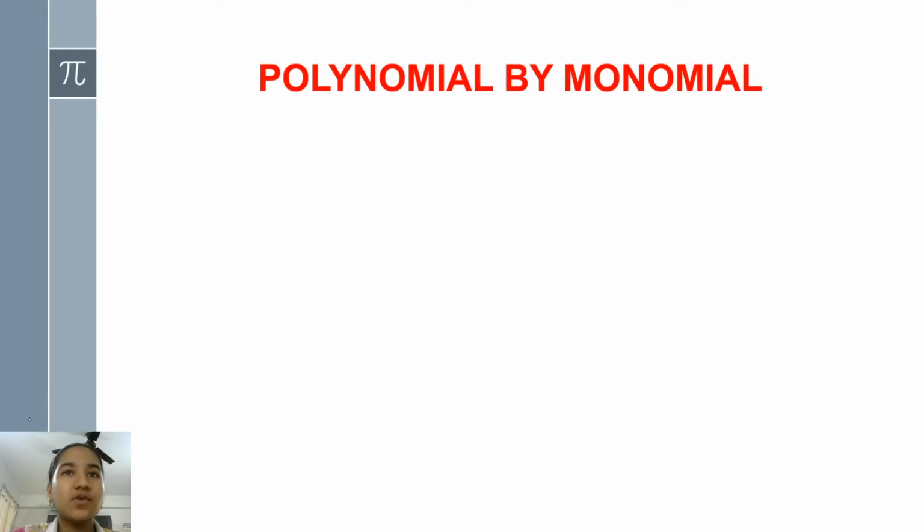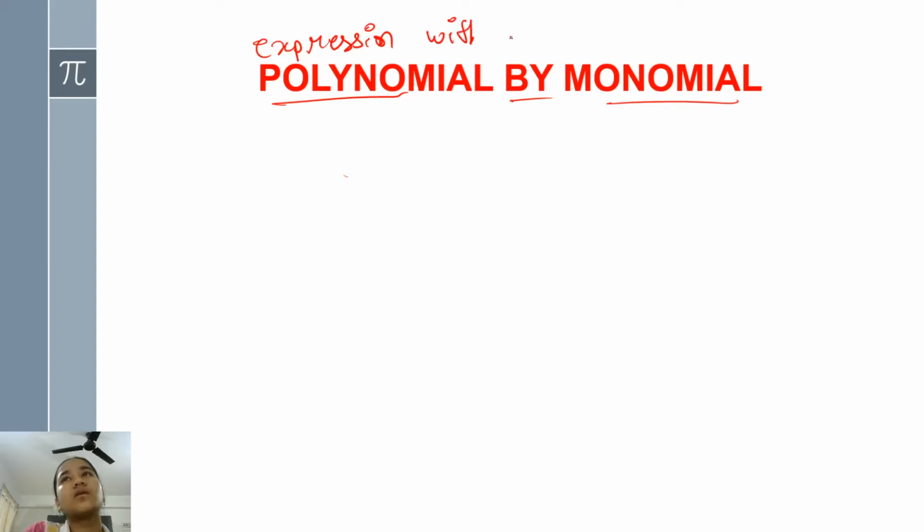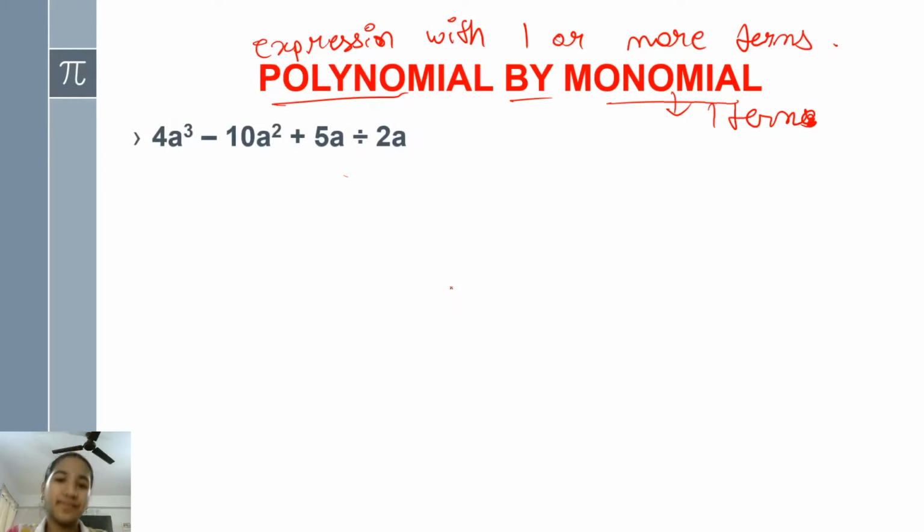Yes. So, our today's session is talking about division of a polynomial by a monomial. Right? So, what is a polynomial? An expression with one or more terms. And a monomial is a one-term expression. Right? So, our next step: our question has appeared on the screen.